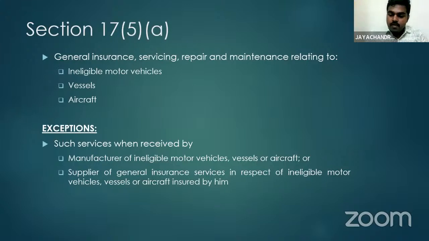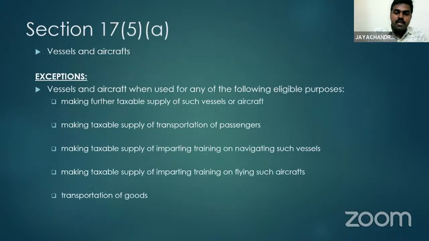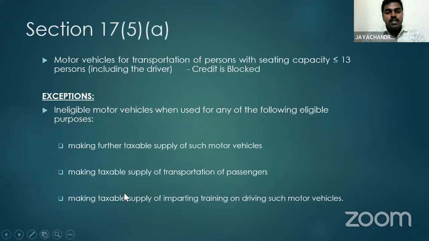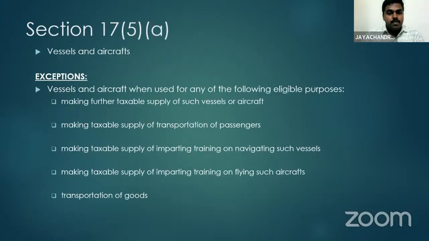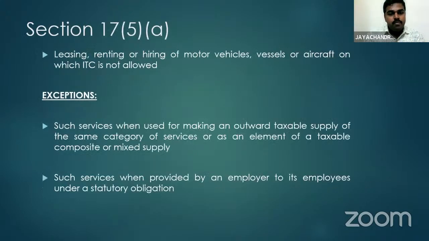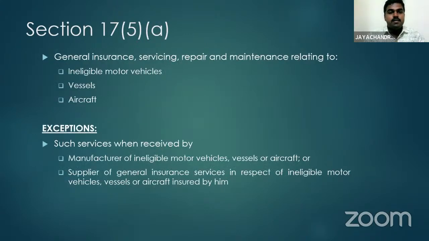So what the government is saying is, if you are in the same line of business and you have availed the same service or same goods and you have paid GST on that, you can avail the ITC. If it is in a different line of business, that's what the previous scenario also we have seen. Further taxable supply of such motor vehicles, that is, you are buying the vehicle and you are selling the vehicle, you can avail. So the ultimate aim is, if you are in the same line of business, you can avail the ITC.